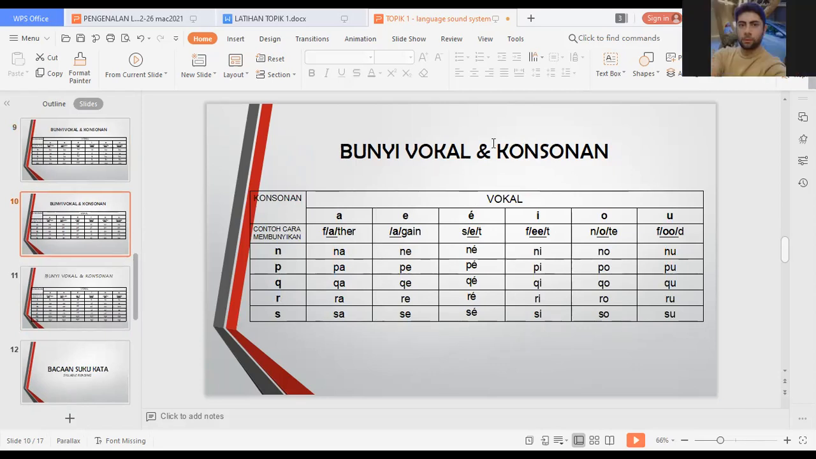All right, so, Fatin Naima? Yes. N A na. N E ne. N I ni. N O no. N U nu. Yes, very good. Thank you. Terima kasih, Fatin. Okay, Aisha Marizuf Rahim.